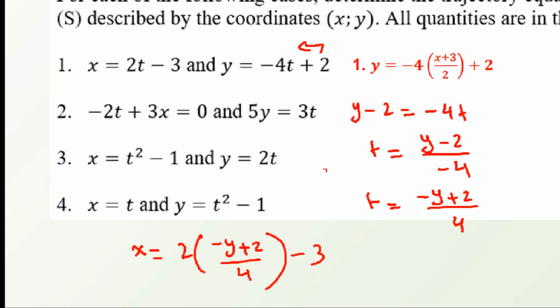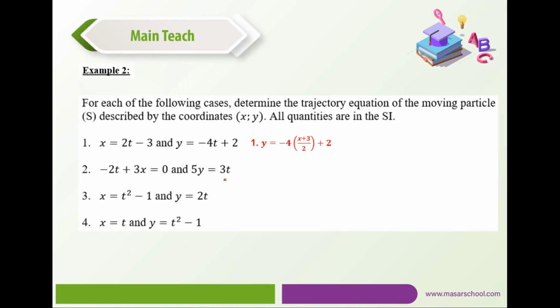minus 3. Knowing that both answers might look different, however, if you do the calculations and try to put them in the same form, like for example y as ax plus b, you're going to see they have the same equation, and the trajectory equation is unique in this case.